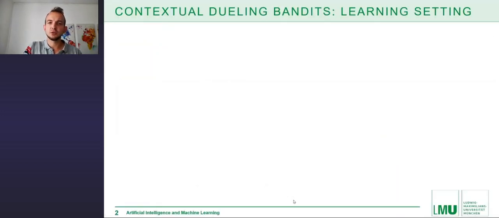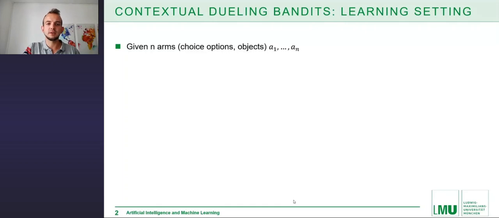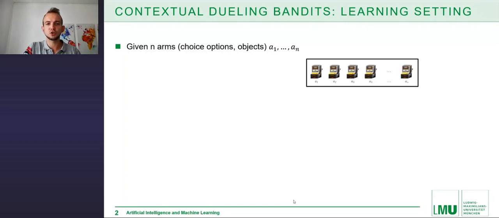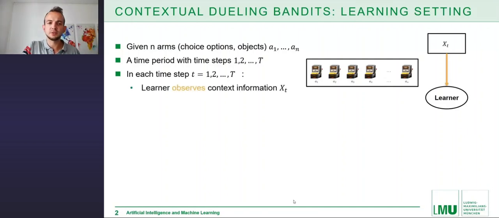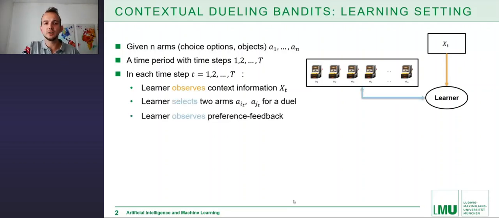So we consider the contextual dueling bandit setting, which comprises n many arms representing choice options. We have a time period consisting of discrete time steps, one to capital T, and in each time step t the following happens. The learner observes some decision-relevant context information, so context vectors for the arms, and based on these, the learner selects two arms for the duel, so for pairwise comparison between the two arms, and also observes in return only preference-based feedback, which of the arms is more preferred than the other.